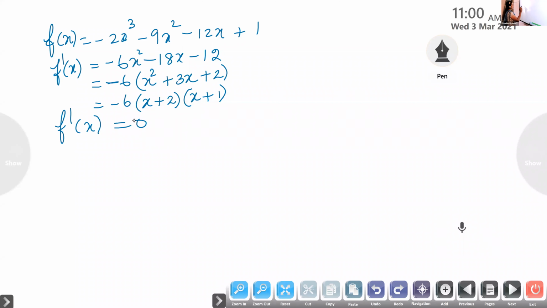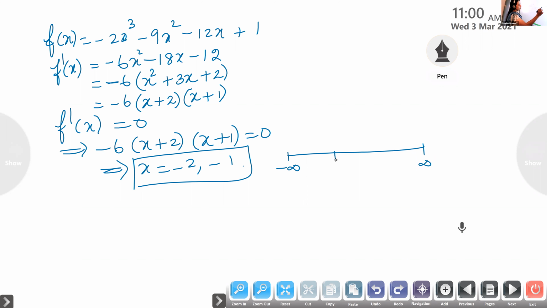f dash of x is equal to 0 implies minus 6 into x plus 2 into x plus 1 is 0. Therefore, we will be getting the values for x as minus 2 and minus 1. The whole number line is from minus infinity to infinity. Look, I'm marking these numbers on the number line: minus 2, then minus 1.